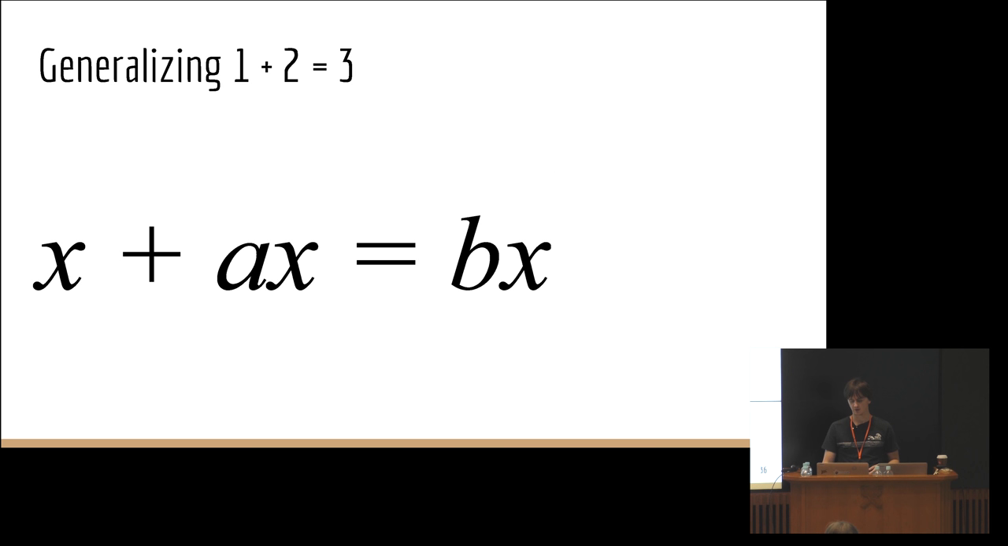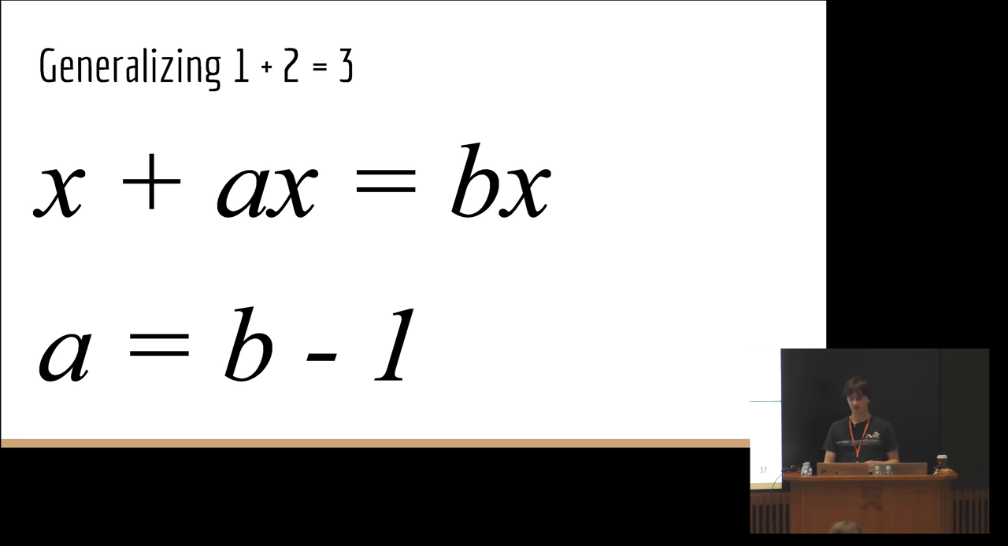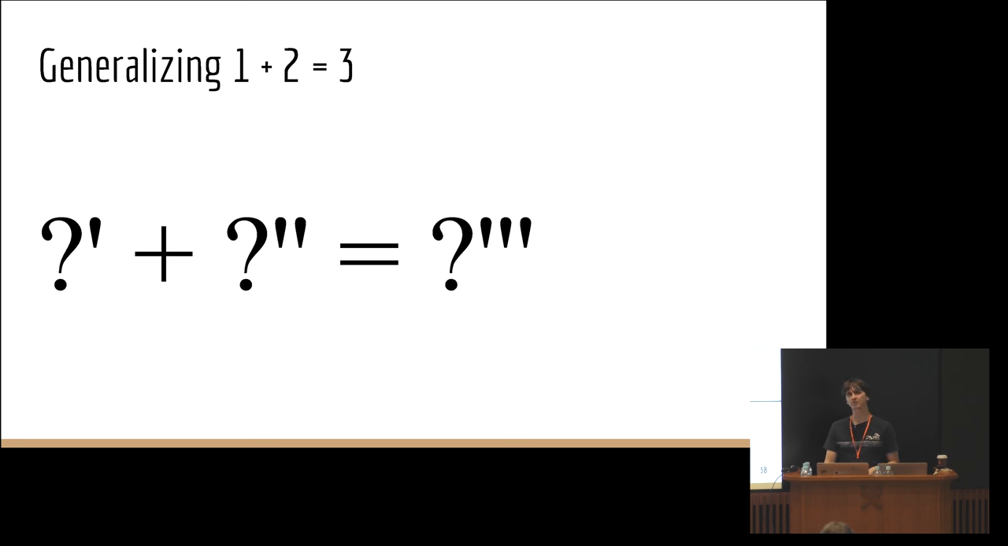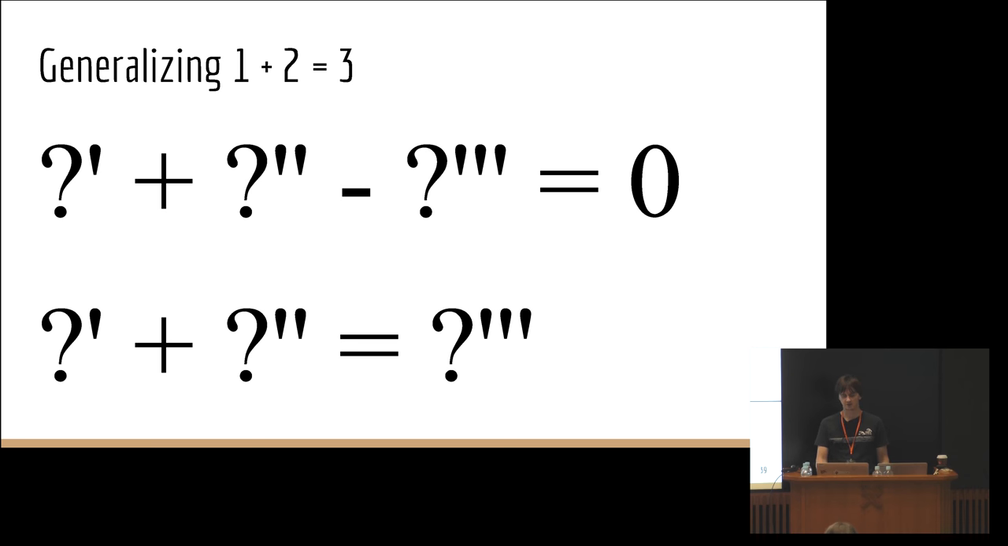So for example, in this case, we can derive that A is B minus 1. Okay, that's not very helpful here. We can just say something plus something is something. We can go even more abstract. But first I want to see this one example. If I say that I have something, I don't know what it is, but I add it to something else, and then I take something third away from it.